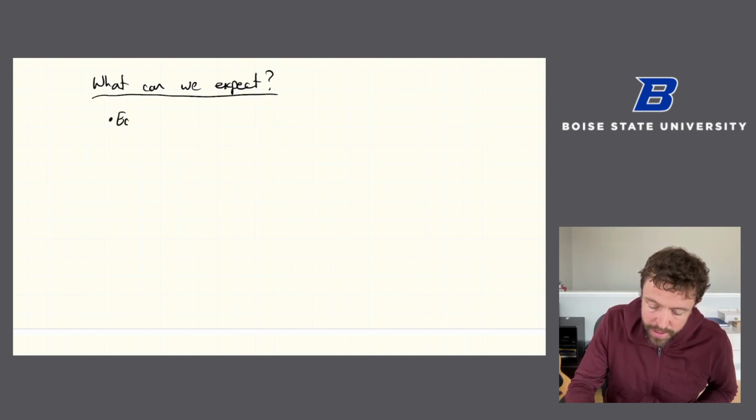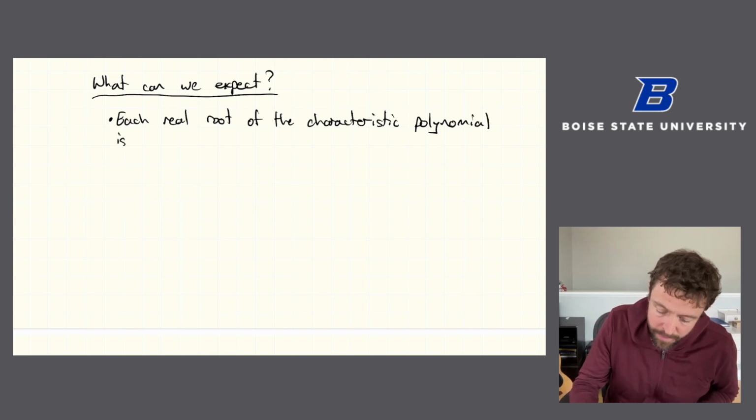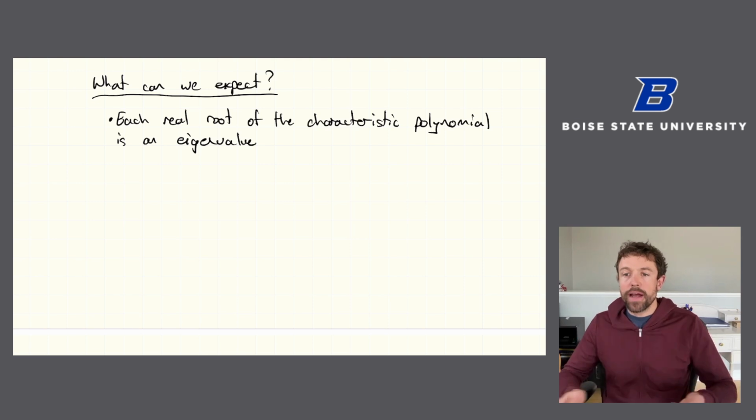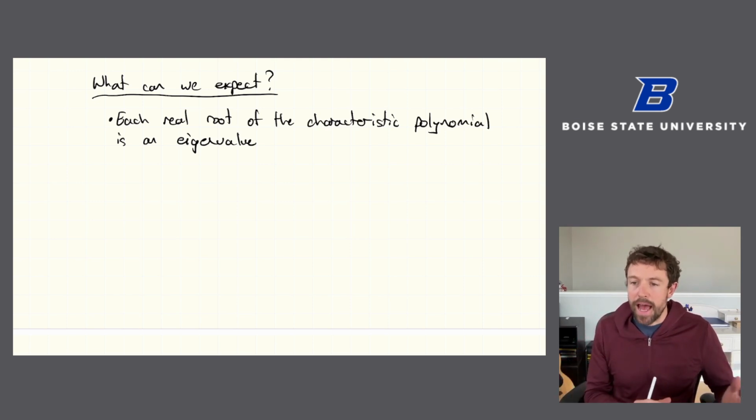So a few things. Each real root of the characteristic polynomial is an eigenvalue. And there are no other real eigenvalues. So when you factor the characteristic polynomial, there's no way that you can end up with something that doesn't have eigenvectors. Those will exactly be the eigenvalues, the real eigenvalues of the matrix.